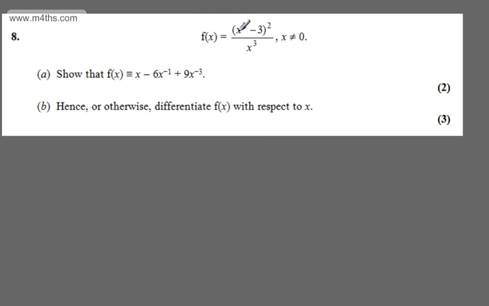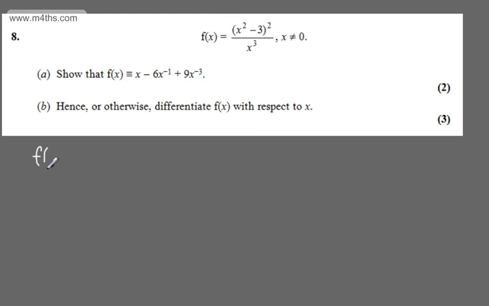In question 8, we're given f of x is equal to the quantity x squared minus 3 all squared over x cubed, where x cannot be equal to 0. In part A, we need to show that f of x is equal to x minus 6x to the minus 1 plus 9x to the minus 3. The question carries 2 marks. What I'm going to do is expand the bracket in the numerator and then cancel terms.